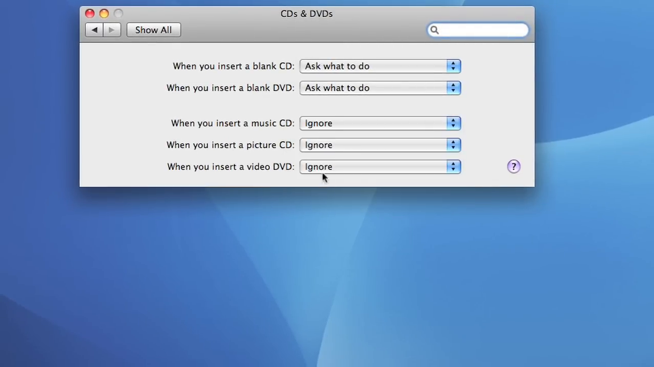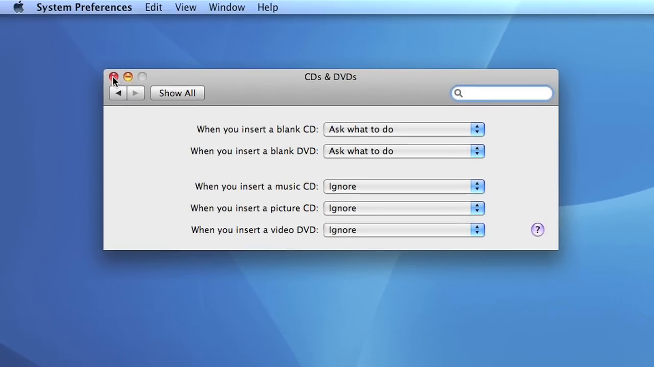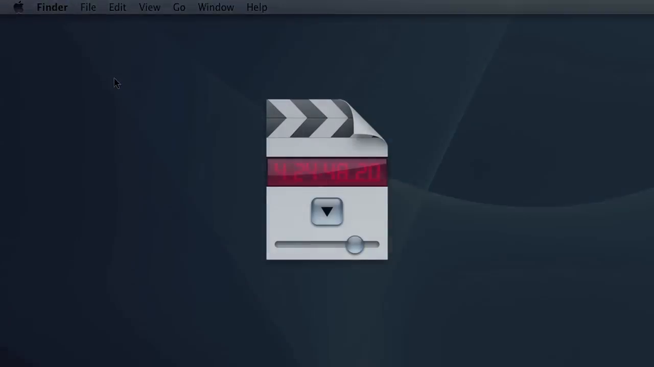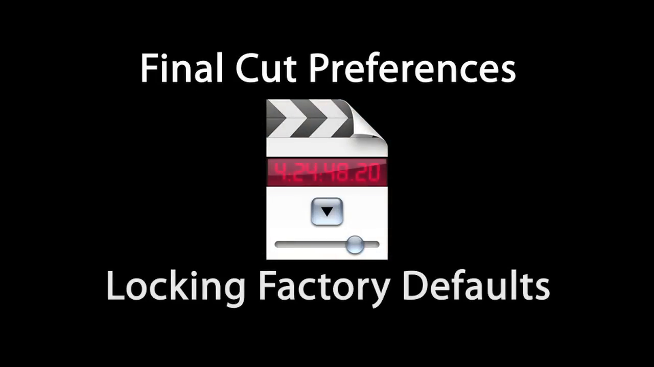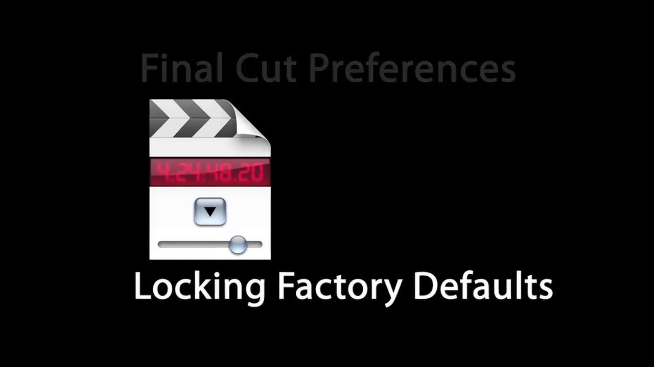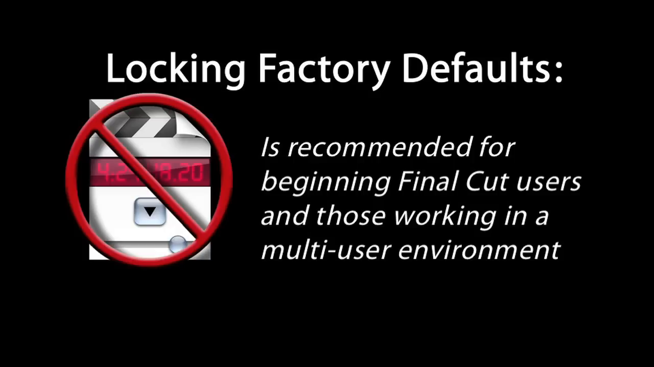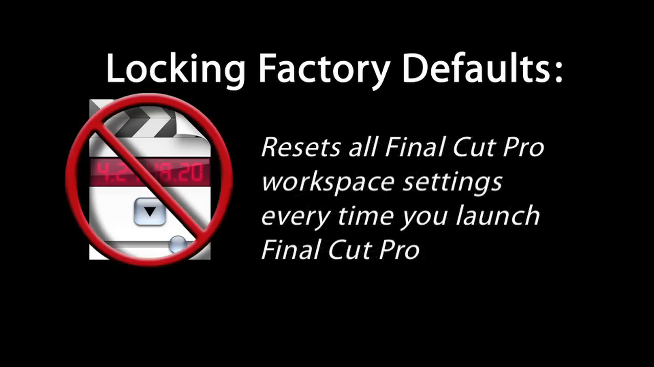Now that we're done checking the system preferences, I strongly suggest that you lock Final Cut Pro's preferences to their default settings, especially if you're new to Final Cut or if you're working in a multi-user environment where you're sharing a computer with other users. It can be frustrating to start up Final Cut and have it remember all the previous preferences, which may be completely wrong for the project you're working on.